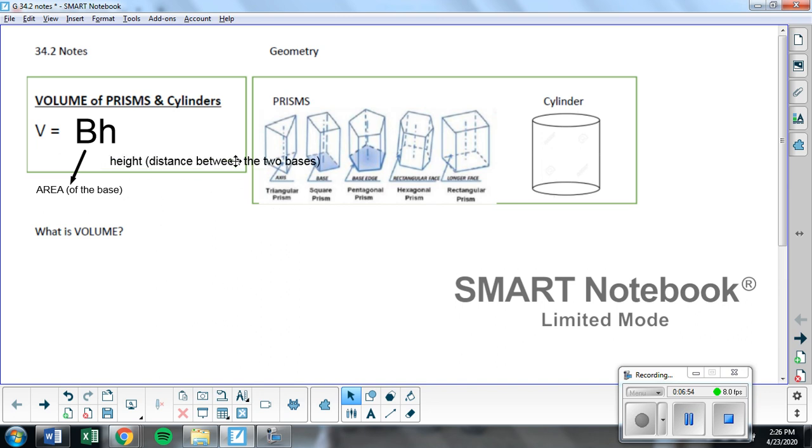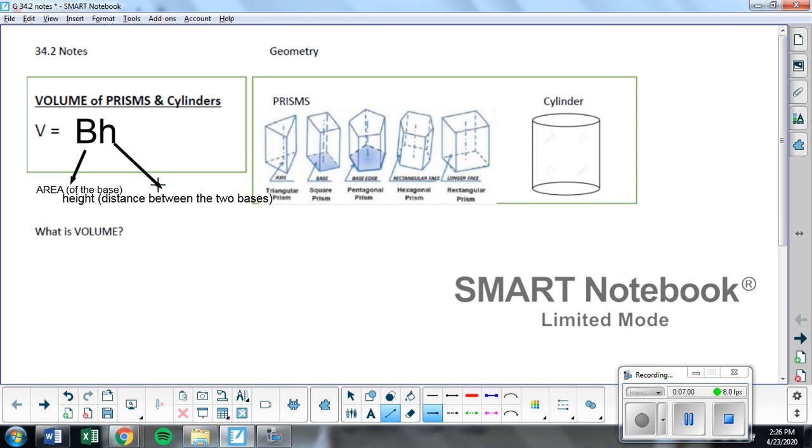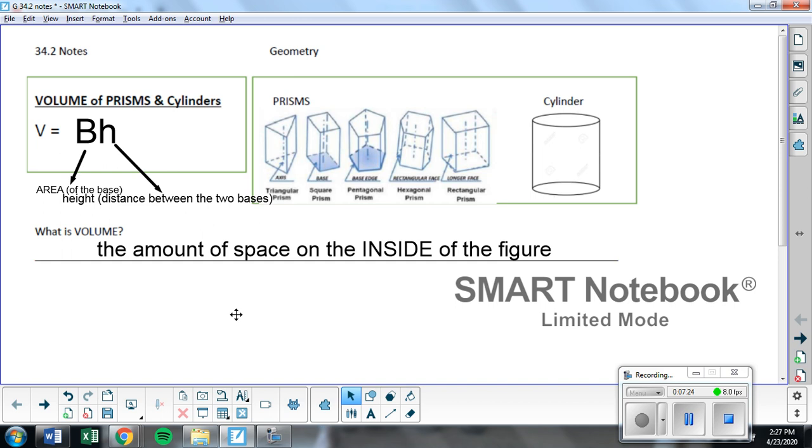There we go. I'll put it right there. Same as yesterday, the distance between the two bases, how far one base was extended through to the other base. Really, really important you write the formula and what these letters stand for. So what is volume? In the video it was that ice in the middle, but it's not always going to be ice. It's whatever fits on the inside of the object. So I would have you write the amount of space on the inside of a figure. Pause the video at any time to slow it down.